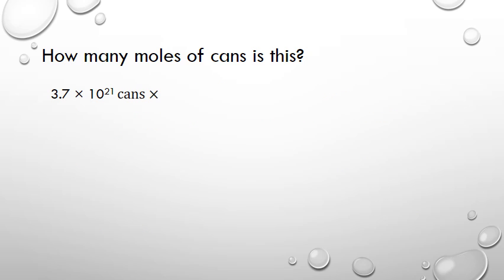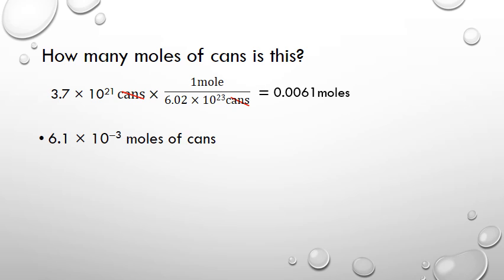There's our given information. Now we know that 6.02 times 10 to the 23rd equals 1 mole. We're going to apply this so mole is on the top and cans is on the bottom. In this case, moles is our target unit. Cans cancel, multiply numbers on the top, divide numbers on the bottom. I get 0.0061 moles. Also, another way to express this, 6.1 times 10 to the minus 3 moles of cans.